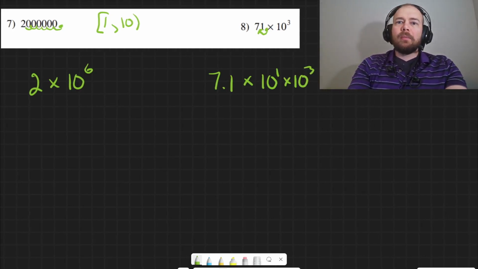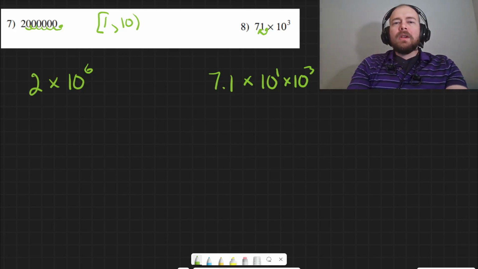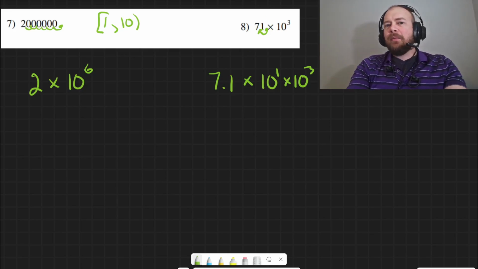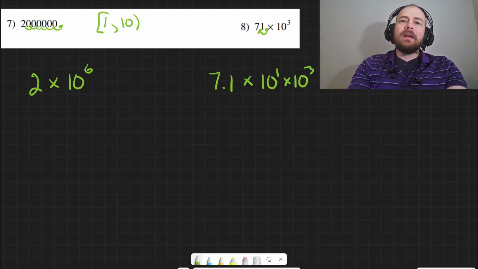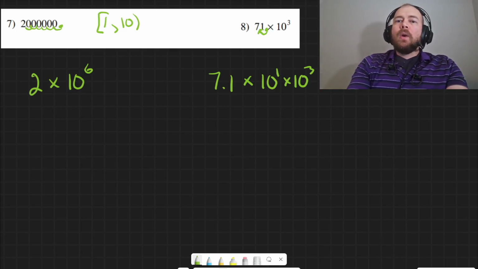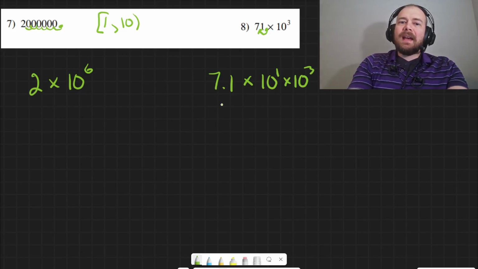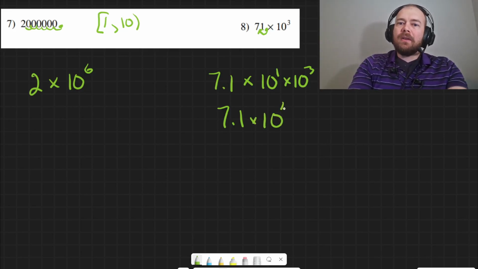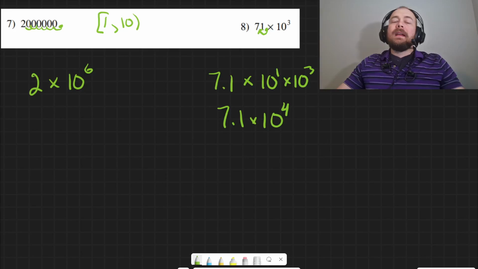I'm going to move this over a little bit. There we go. So the 10 here is because I'm changing 71 into 7.1. 7.1 times 10 is 71. But then I also have the 10 to the 3rd. Well, when you times two numbers with the same base, their powers get added. So it's going to be 7.1 times 10 to the 4th power. And there we go. That's it.